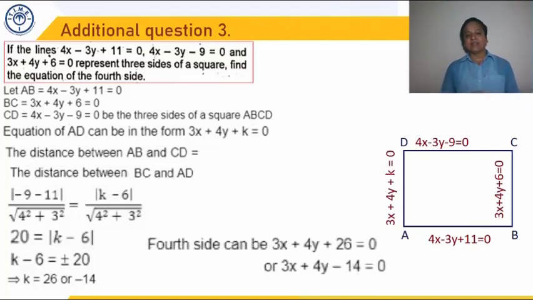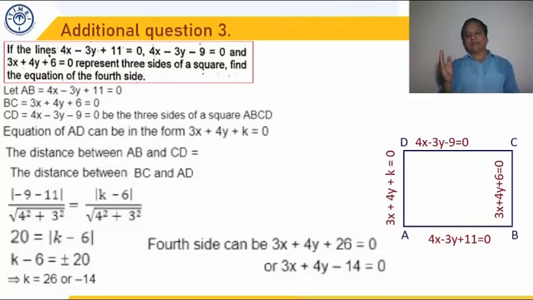So the fourth side can be 3x plus 4y. We are putting back the value of K. 3x plus 4y plus 26 equal to 0, or 3x plus 4y minus 14 equal to 0. So either it's the first equation or the second. Both answers are admissible. So the equation of the fourth side can be 3x plus 4y plus 26 equal to 0 or 3x plus 4y minus 14 equal to 0.